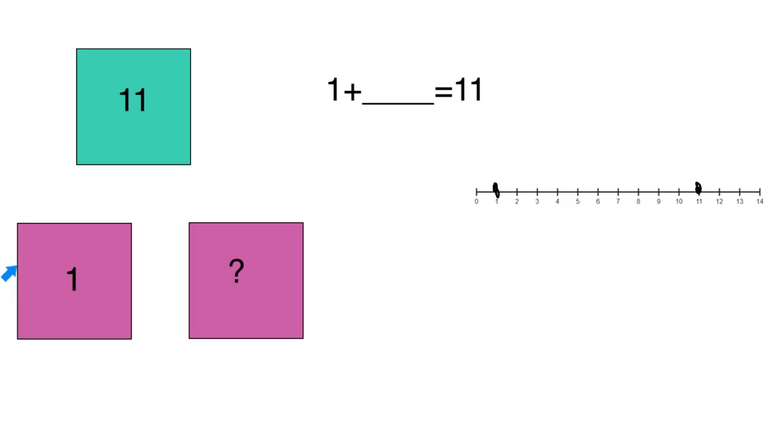So we have this 1 and we have 11. So we can put this down on our number line that we know this is 1 and this is 11. We can do hopping or whatever method we like to get to 11. So we're going to count how many jumps we have to get to 11. So we have 1, 2, 3, 4, 5, 6, 7, 8, 9, 10. So we can write 10 as our missing number.